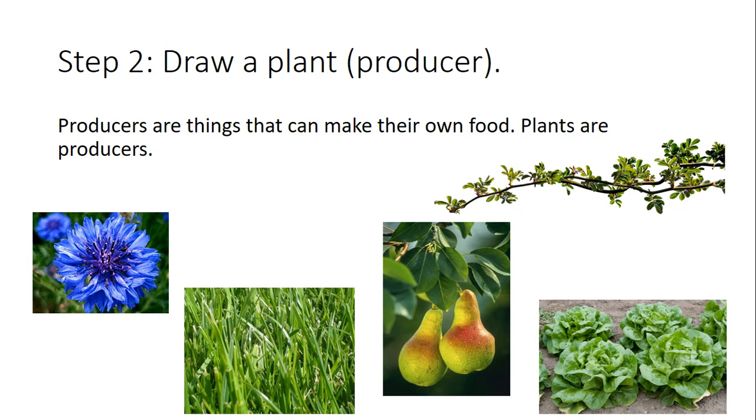Step 2. Draw a plant or producer. Producers are things that can make their own food. Plants are producers. Here are some examples of plants. We have a blue flower, grass, a pear tree, some leaves on a branch, and lettuce. But remember, you can draw any plant that you want.